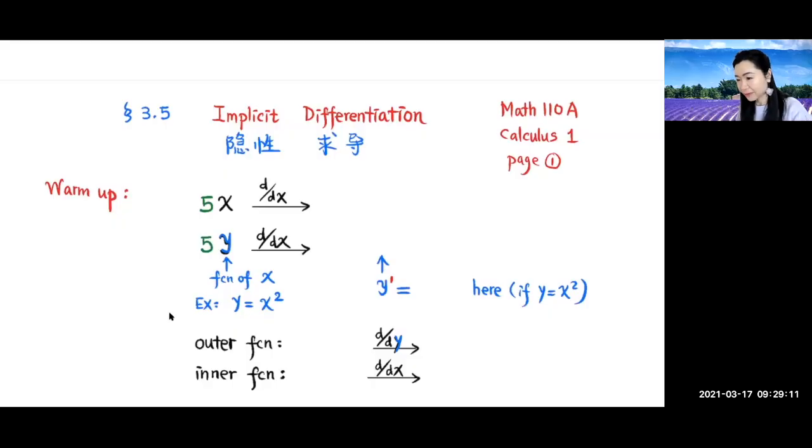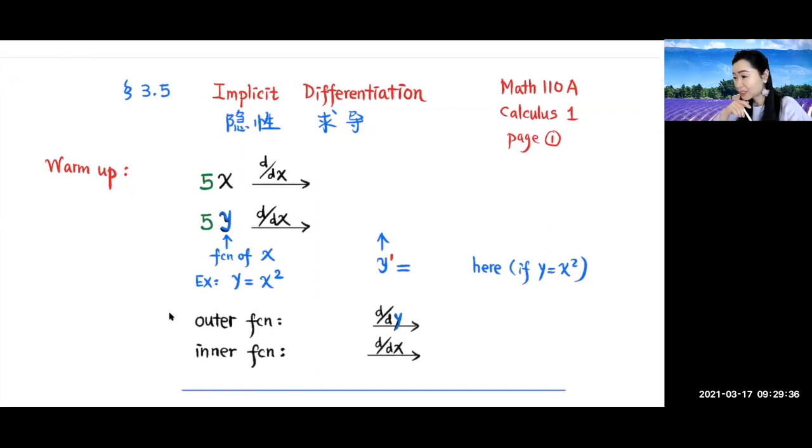For 3.5, we're going to talk about implicit differentiation. In Chinese, we call that 隐性求导. Where this name comes from, I'm going to explain to you later on. Let's do some exercise to warm this up, so then you understand this better.